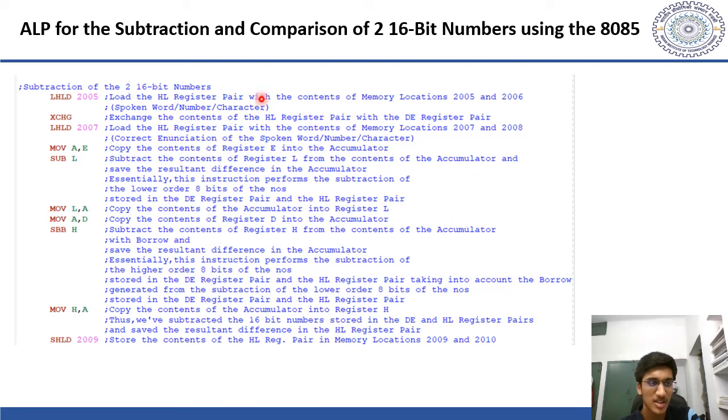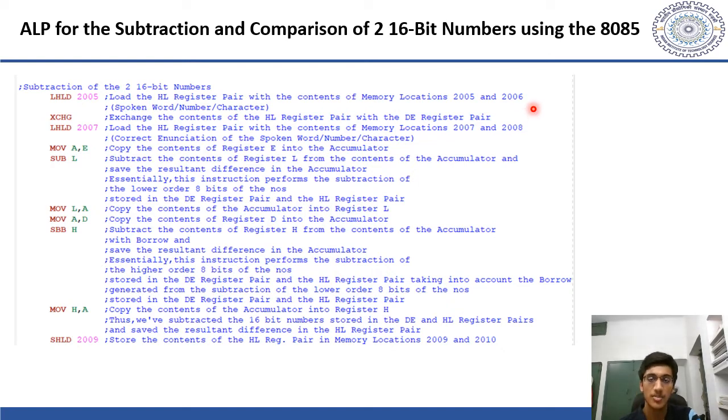In order to do this, it is necessary to write an assembly language program for the subtraction and the comparison of two 16-bit numbers. First of all, I will be discussing the assembly language program for the subtraction of the two 16-bit numbers. In order to effect the same, we first of all are required to load the HL register pair with the contents of memory locations 2005 and 2006.